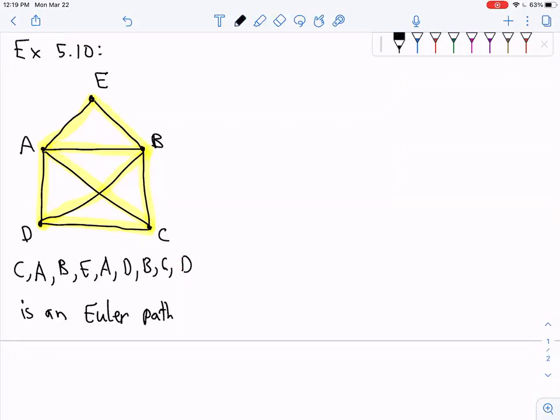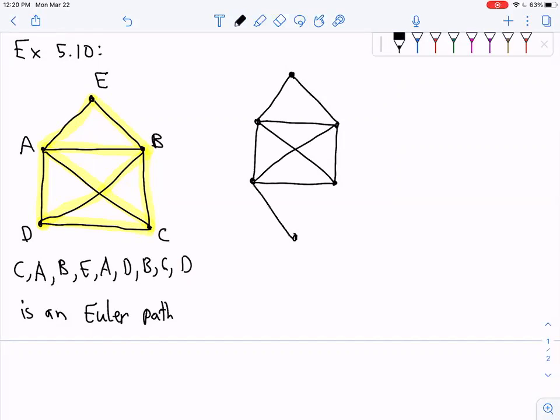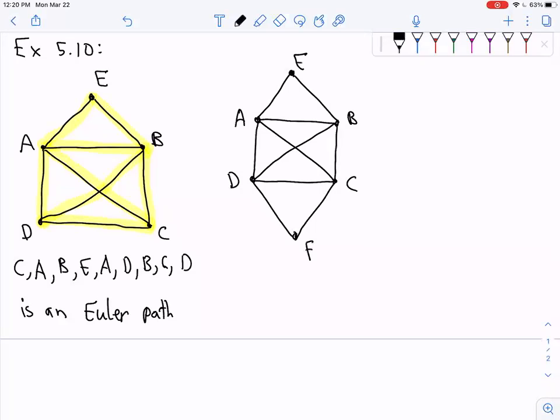Okay, let's do a similar example. It's almost the exact same graph. Here we have A, B, C, D, E, and now our last vertex that we just added, we're gonna call F. And let me try to take nearly the same route because it's nearly the same graph. We just have this one extra vertex. Okay, so let's try this.